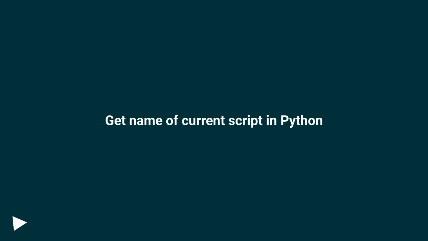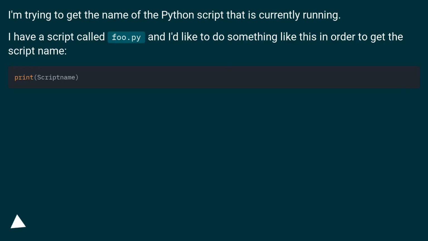Get name of current script in Python. I'm trying to get the name of the Python script that is currently running. I have a script called foo.py and I'd like to do something like this in order to get the script name.